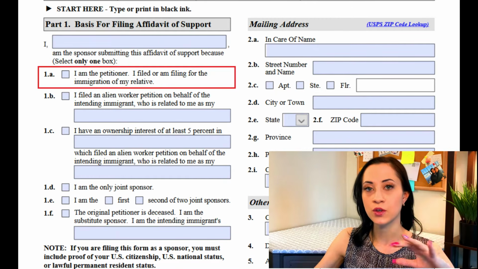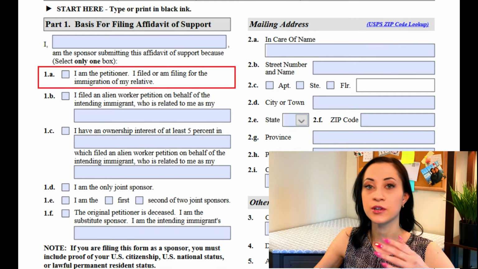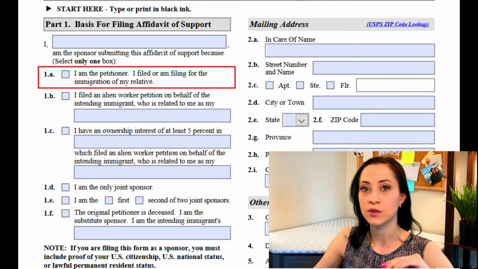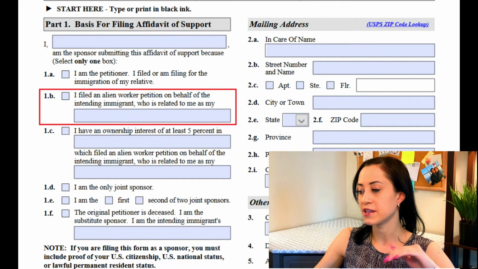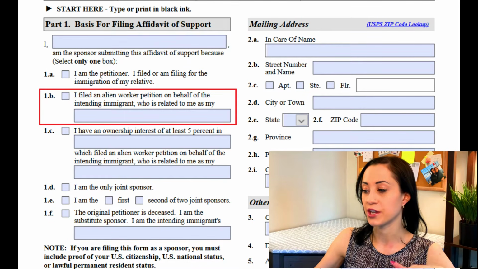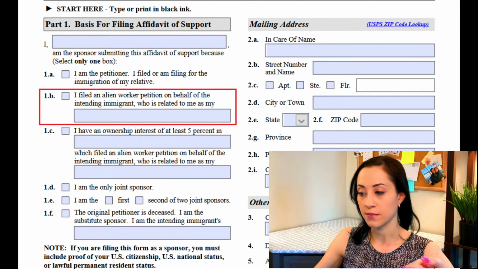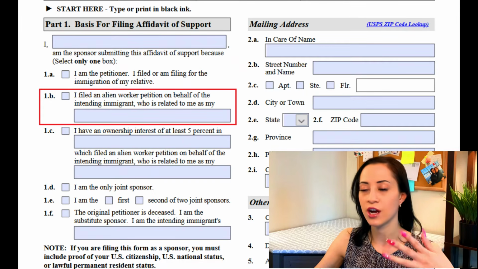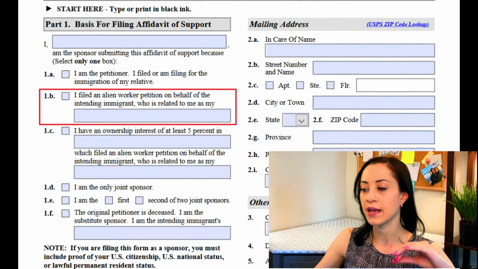Keep in mind, though, that if you are a US citizen petitioning for two different immediate relatives, such as, for example, your spouse and your child, then in that case, you will be submitting two forms I-864, one for each of your immediate relatives. Option 1B. I filed an alien worker petition on behalf of the intending immigrant who's related to me as my blank. So you will be selecting this option if you are submitting an employment-based petition for your relative. For example, your spouse, parent, child, son or daughter, brother or sister, right? This will be only an option for petitioners who submitted Form I-140.